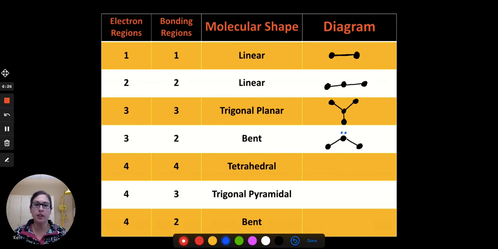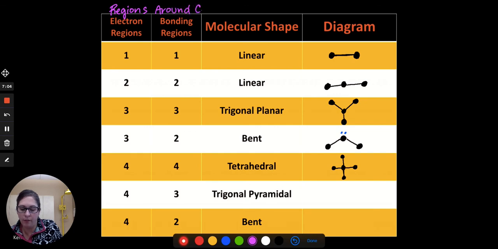Now in the linear ones, we didn't have lone electrons on the central atom. For a tetrahedral, we have four regions, all four of them are bonded. So this is similar to our methane. Okay, so central atom in the middle, four regions around, and this is always dealing with around the central atom. So when I'm talking about these regions, it's regions around the central atom with electrons.